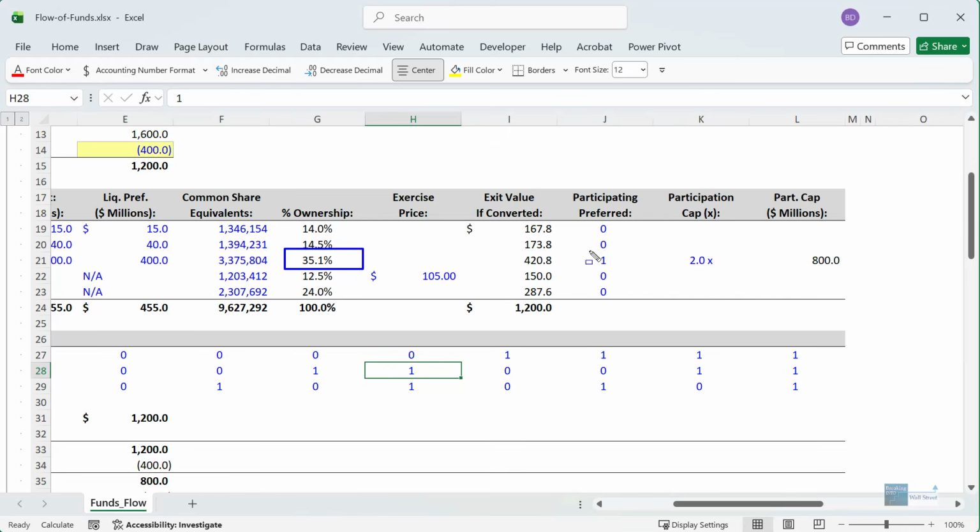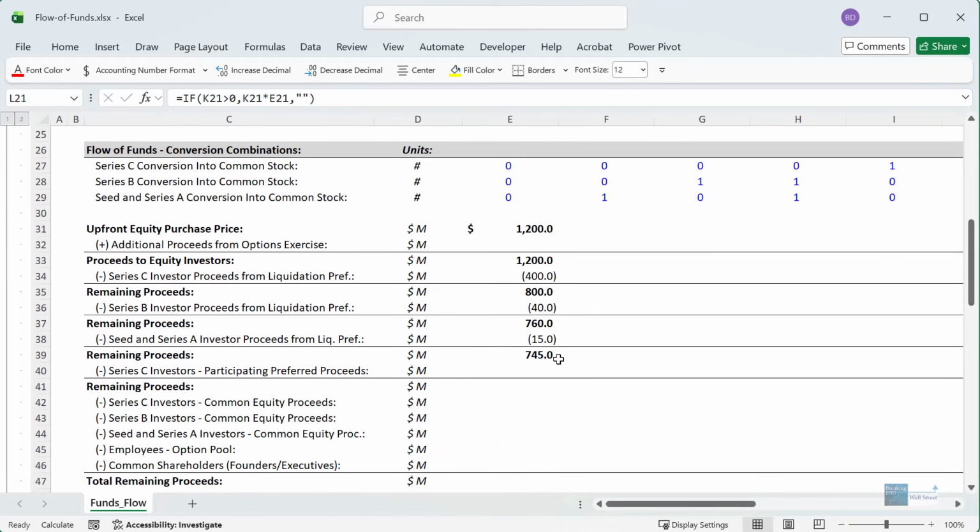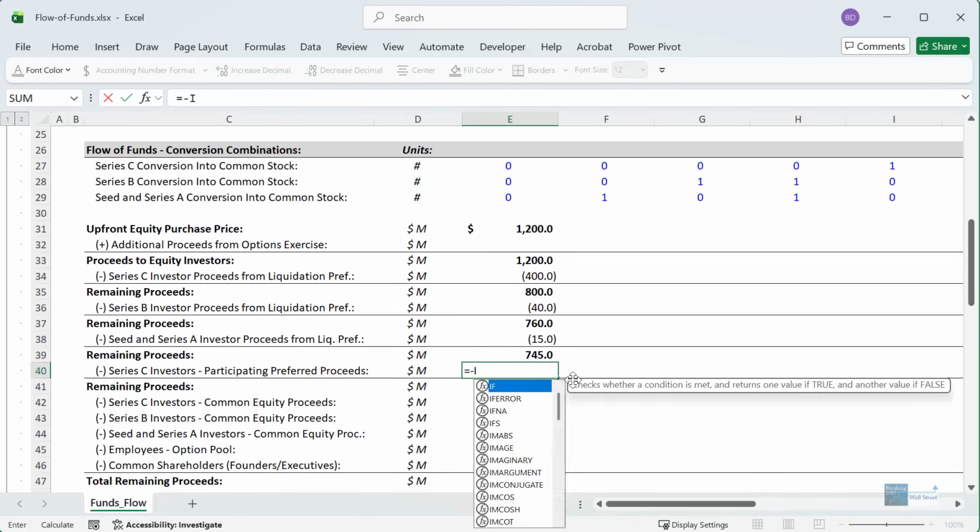So effectively they double dip, but they're limited by the participation cap as well. So they cannot earn more than $800 million in this exit no matter what happens. And that includes the liquidation preference and whatever they get from this participating preferred term. So initially, we can do something like this.